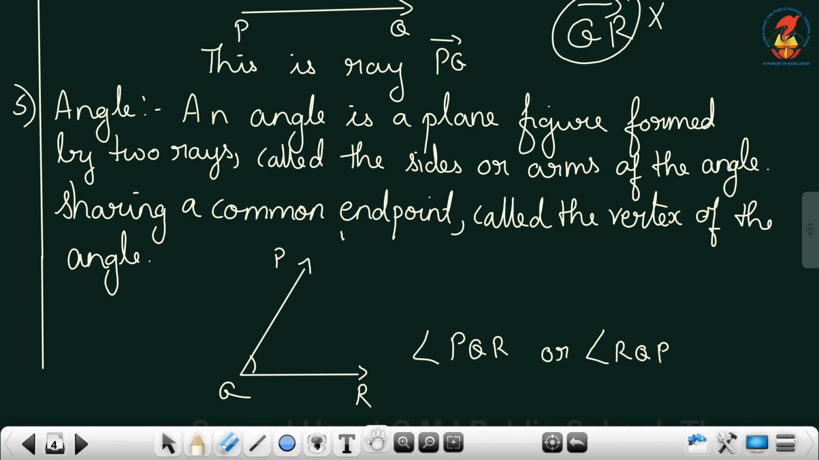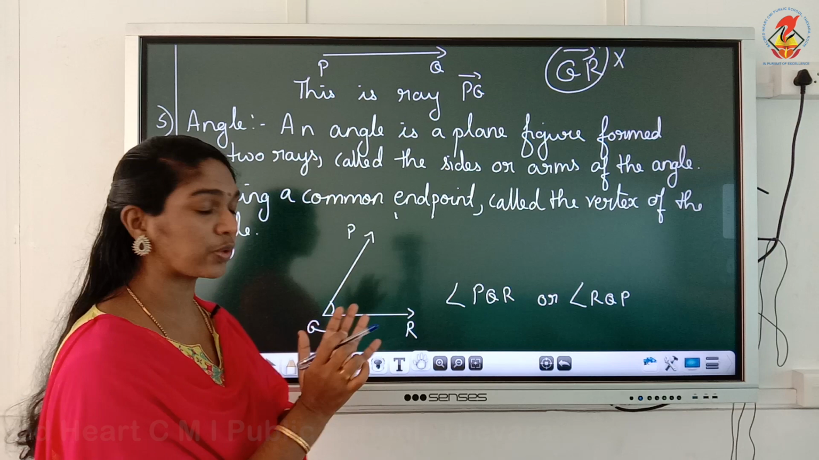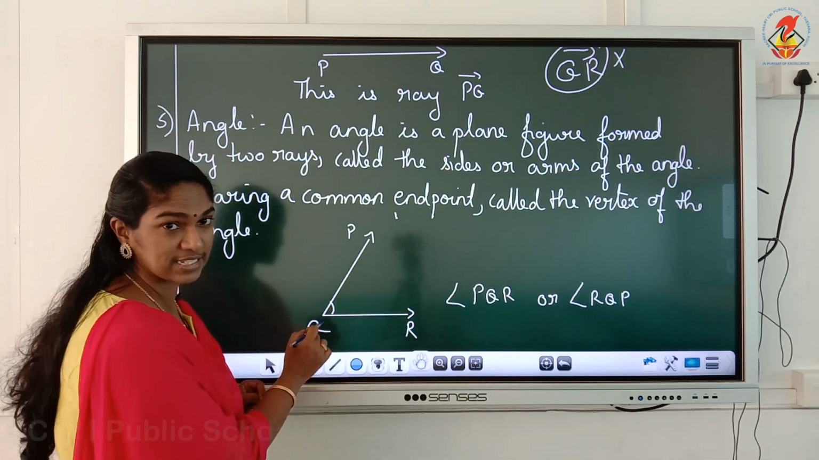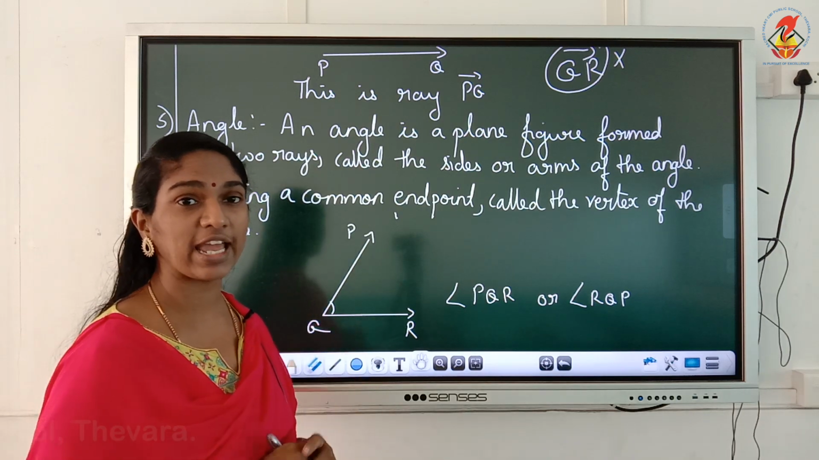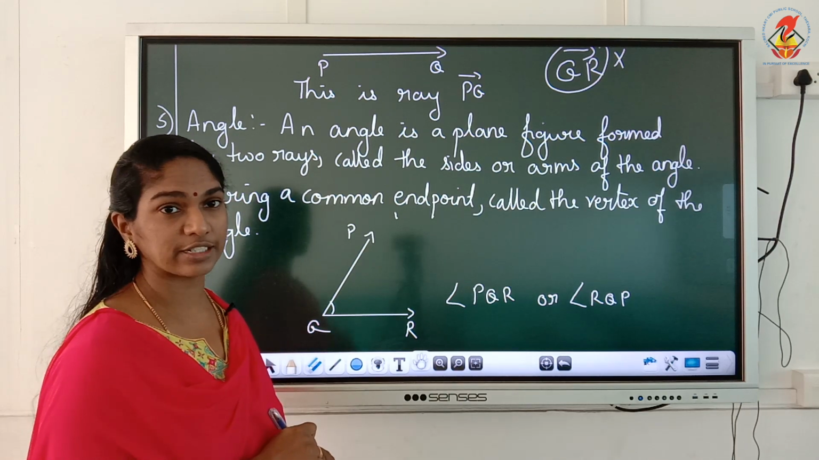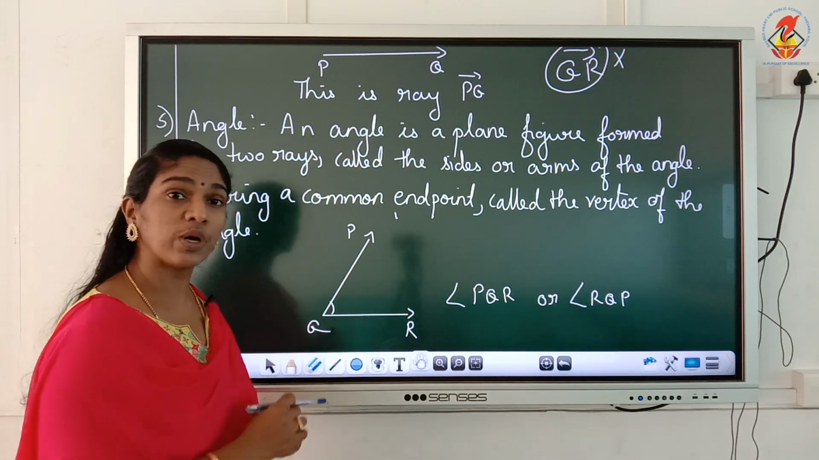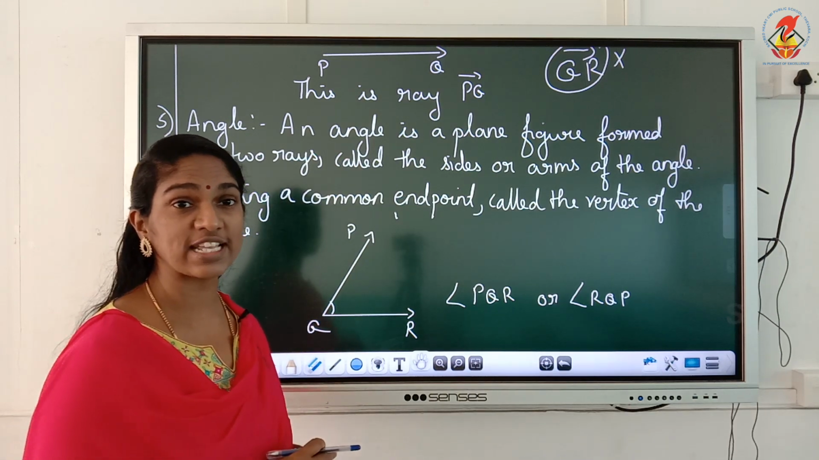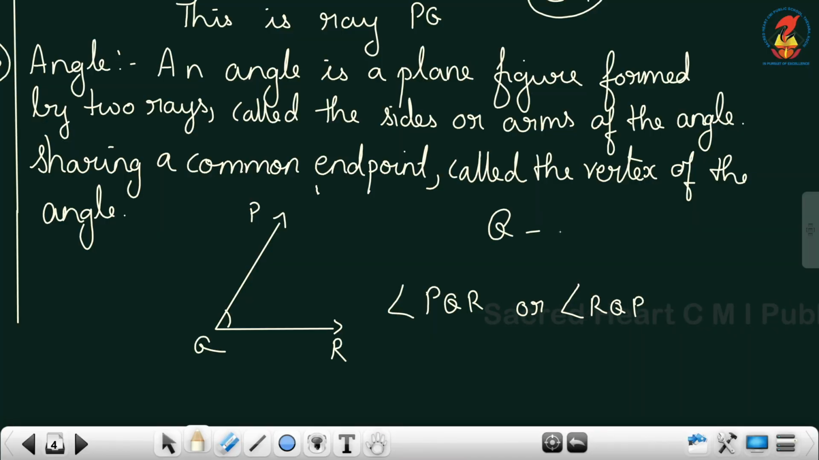So how is an angle formed? When the starting points of both the rays are joined together, there forms an angle. And this starting point is called the vertex of the angle. What is the starting point over here in this figure? Q. So Q is the vertex of the angle.